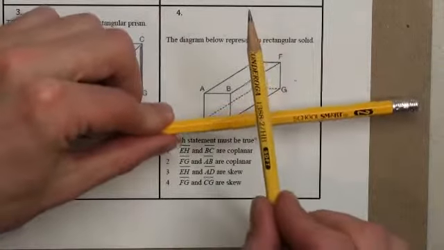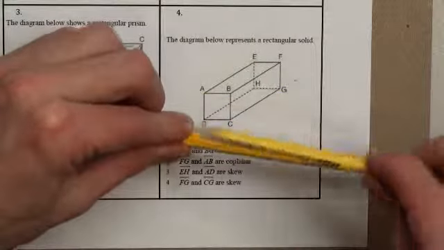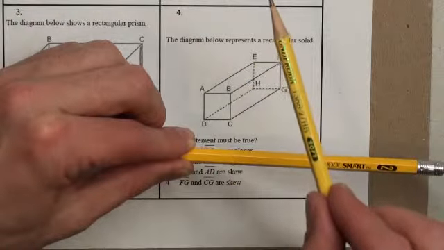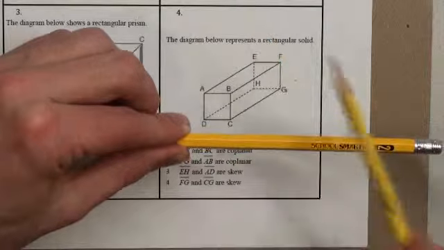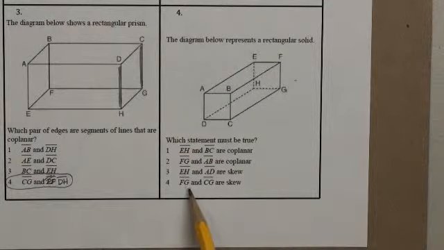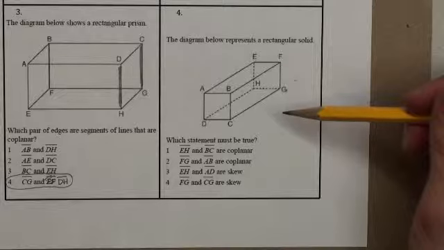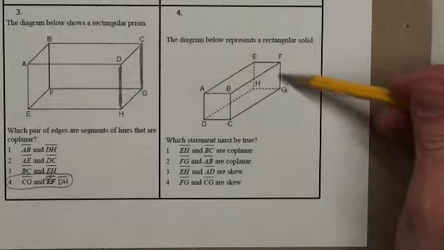Remember, skew means like this. They're not crossing, they're going in different directions. If they were going in the same direction, they would be parallel. Once you turn one of them and raise it in the air, then it's called skew. We did talk about that at the beginning of the year. So let's see, FG and CG, that's going to be the answer right there. FG and CG are skew lines.